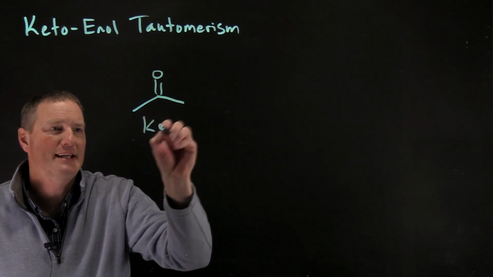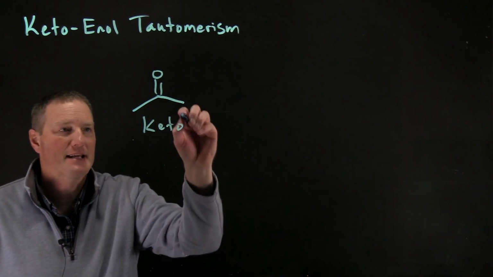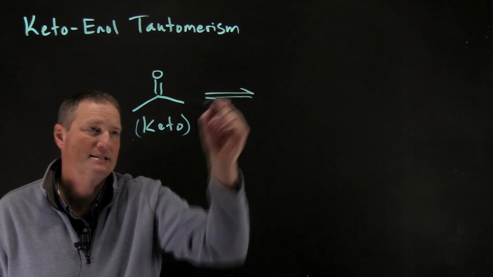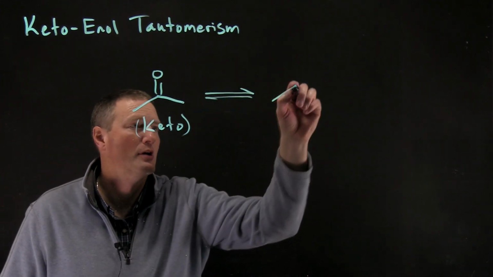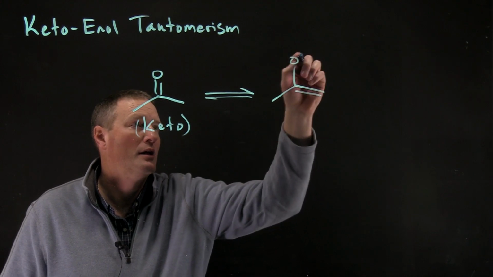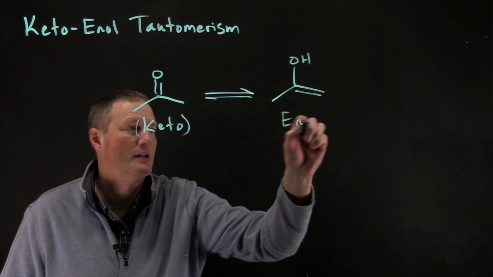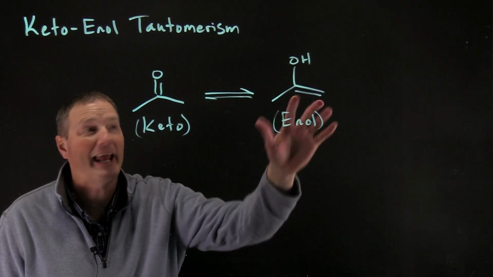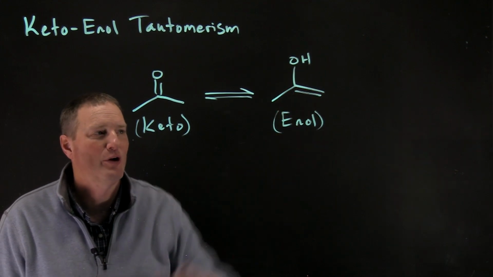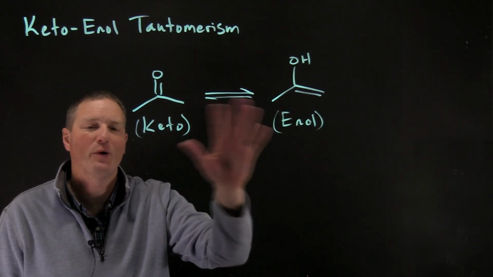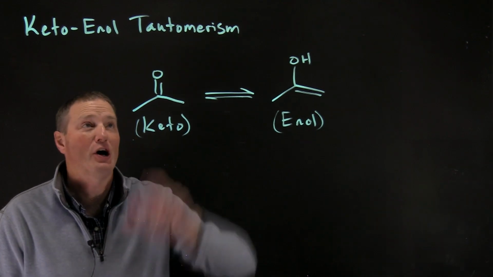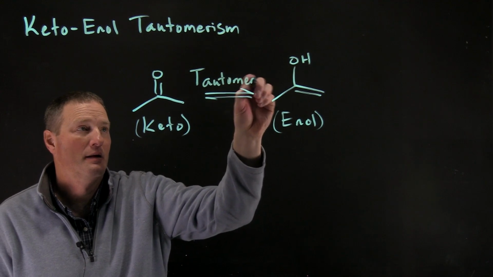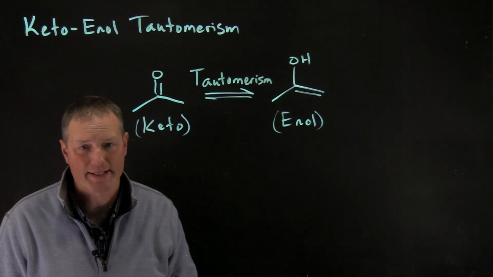So I'm going to call this the keto form because it has a C double bond O. It turns out that these can undergo a process that converts the keto into what's called an enol. And the reason this is called an enol group is, notice it's got an alkene and an alcohol. So we add those two together, we get an enol. This process of going back and forth between the two is called tautomerism, and it is a reversible process.